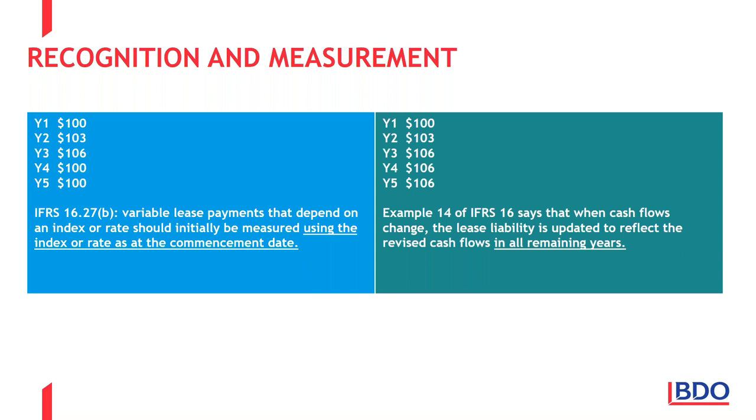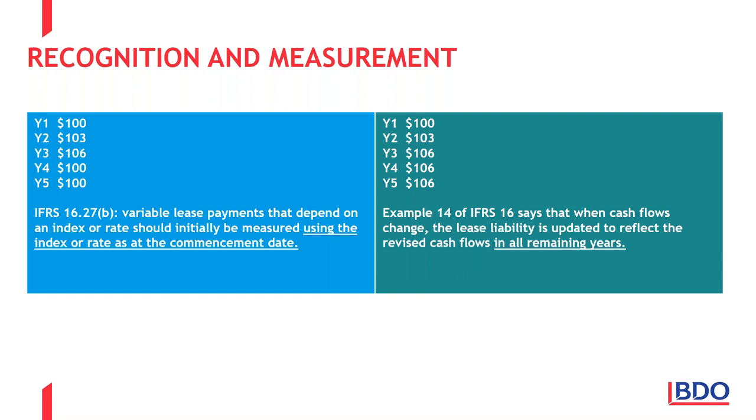So at this stage, we don't know what the market review would be for year four and year five. So definitely, you can't continue to increase it to 109, 112. But the issue is, do we at least keep it stable at the latest known payment of 106 in year three, or do we go back to the 100, which was the amount that was known at commencement date?